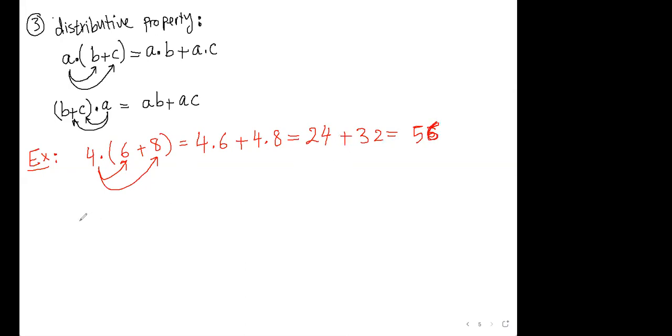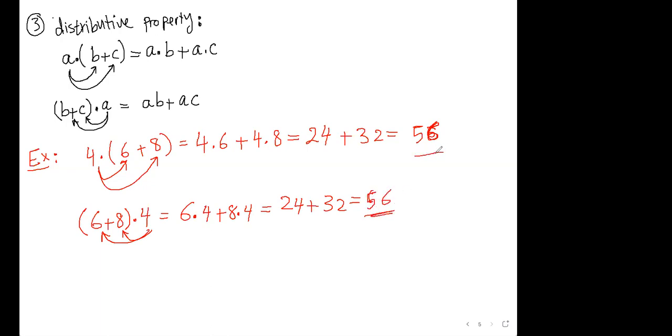Any question for this? Same thing if we do 6 plus 8 times 4. It could be the same thing, distributing the 4 inside the parentheses: 6 times 4 plus 8 times 4. This gives me 24 plus 32, and they give me 56. Do you have questions for the distributive property?